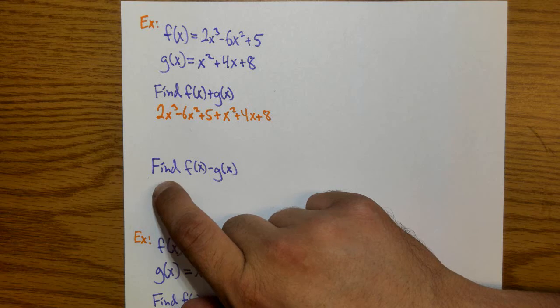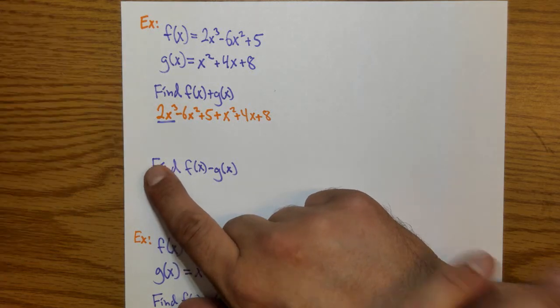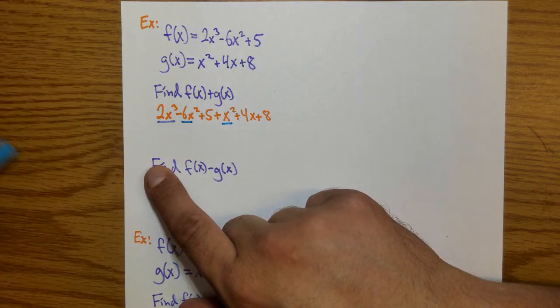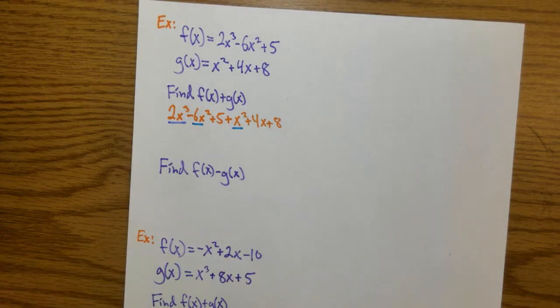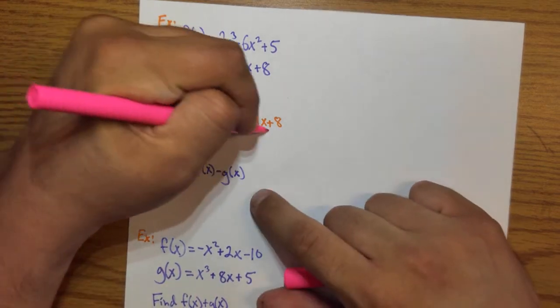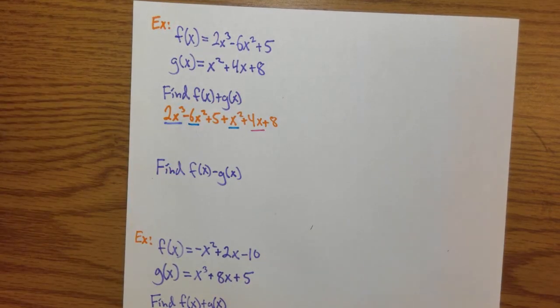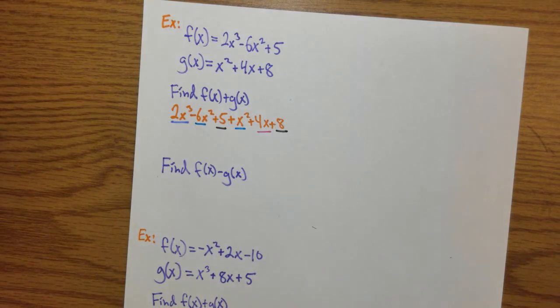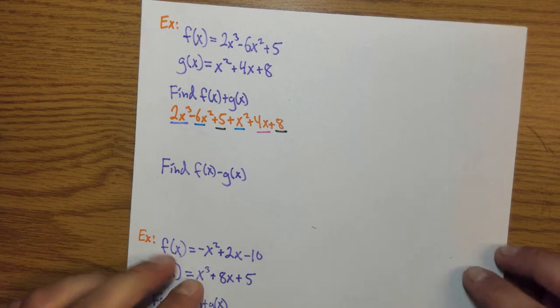But be careful here. Not every term in this case has a like term. So notice there's only one cubed term. Notice that there are two squared terms. There's only one linear term, or one x term. And there are two constants. So not always will every single term have a like term with something else.